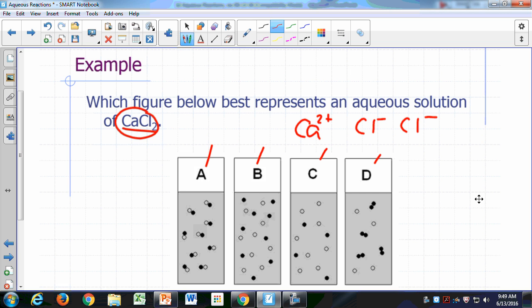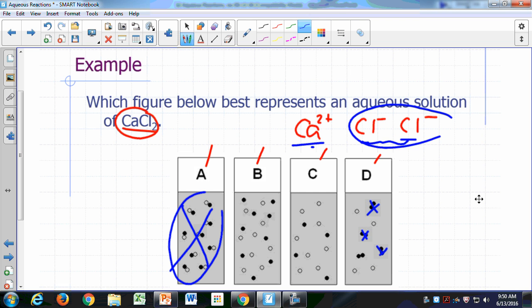So each formula unit will consist of 3 ions, 1 calcium and 2 chloride ions. These ions are all going to be evenly dispersed throughout your solution, throughout the solvent. And so the best picture here would show 2 chloride ions for every calcium ion. The chloride ions are not going to be stuck together, so this is going to be wrong. And they're not all going to be together, so this is going to be wrong too. So what you're going to have is 2 chloride ions for every calcium ion.